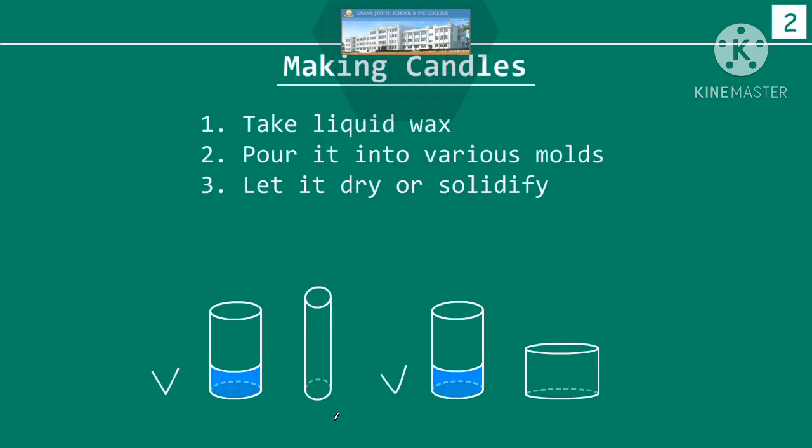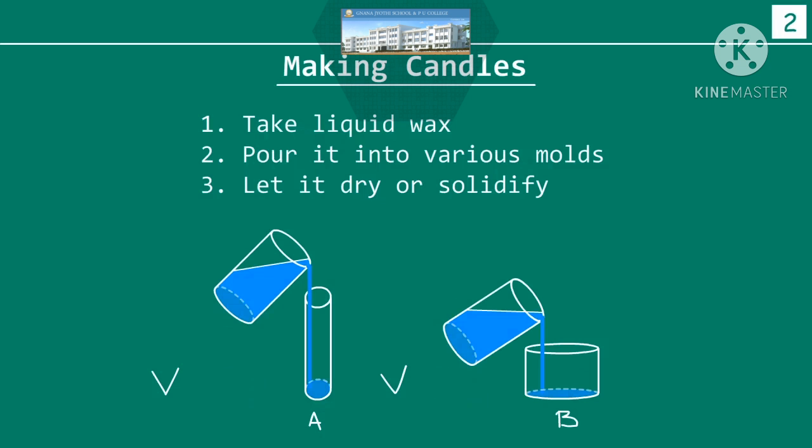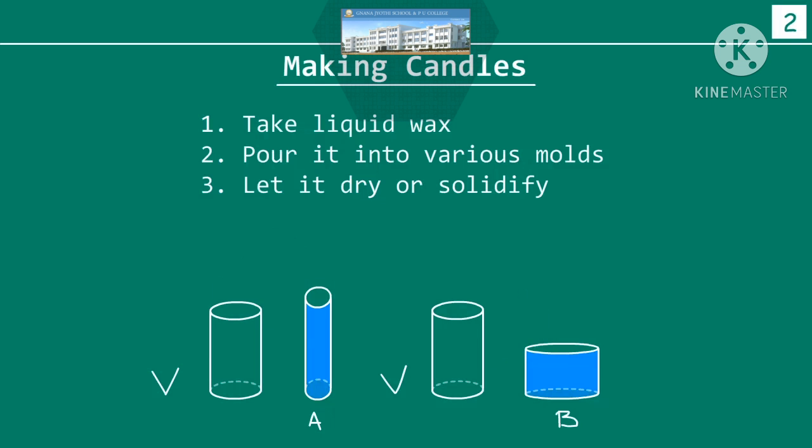So this is my mold A and this is my mold B. They are both in the shape of a cylinder. This one is much shorter and fatter, or wider, and this one is much more slender and taller. So what I am going to do next is pour my liquid wax into each of these molds. I'm going to fill it up, empty my liquid wax, and I'm done.